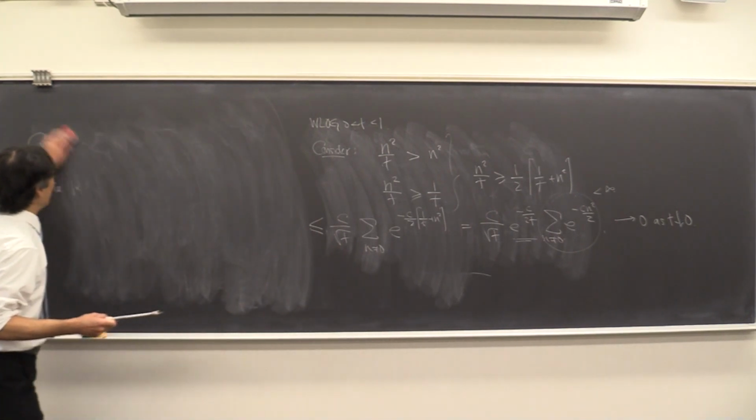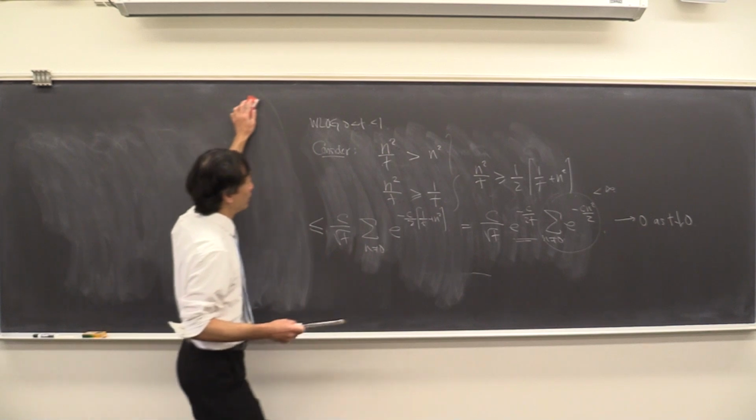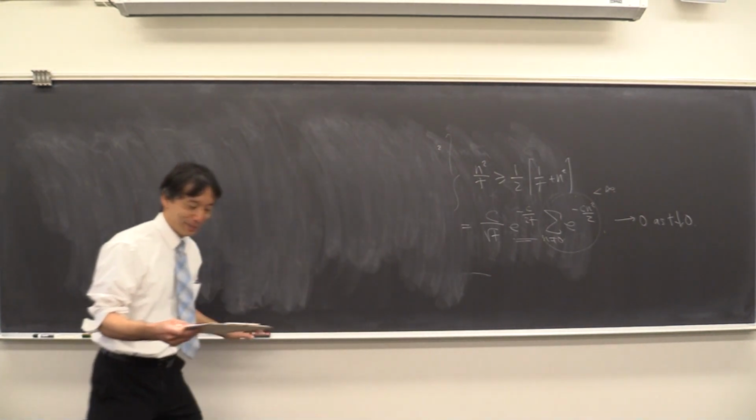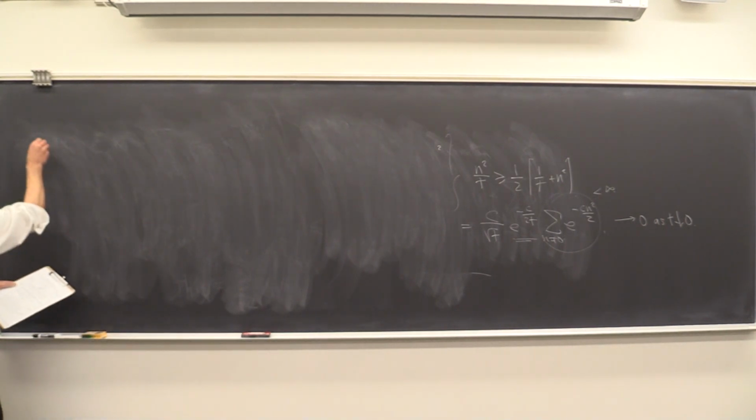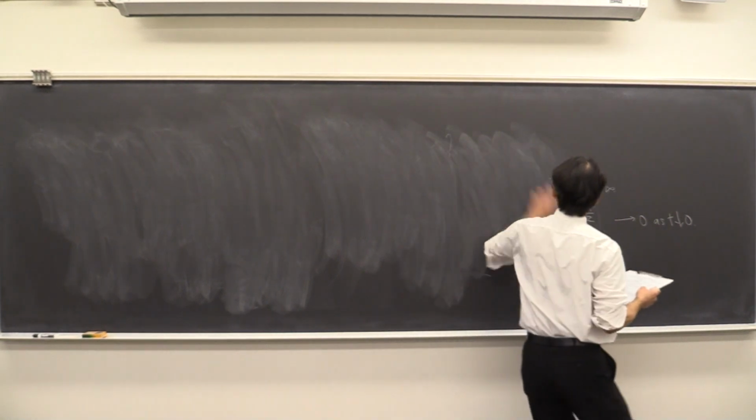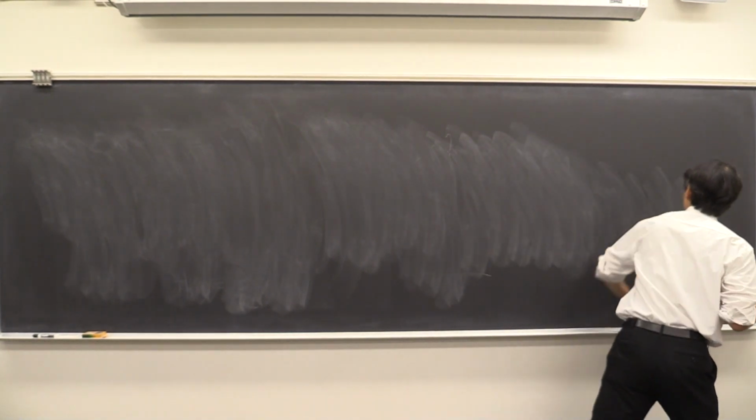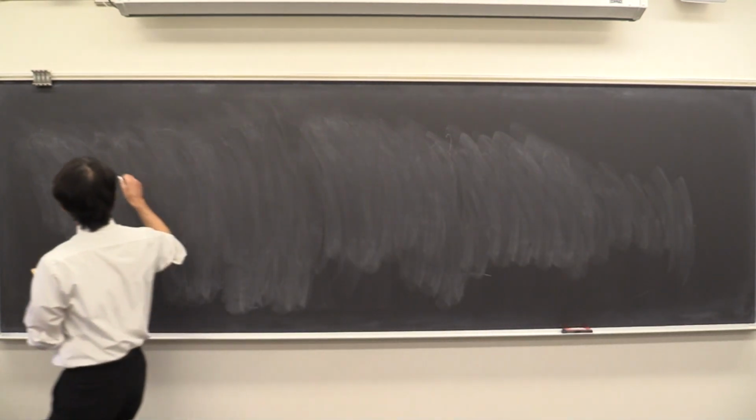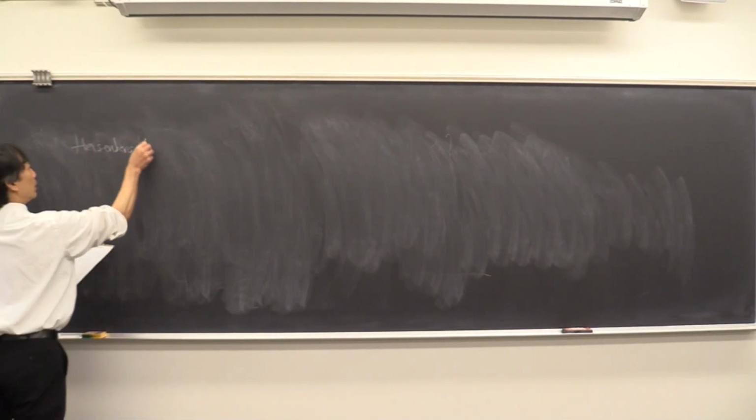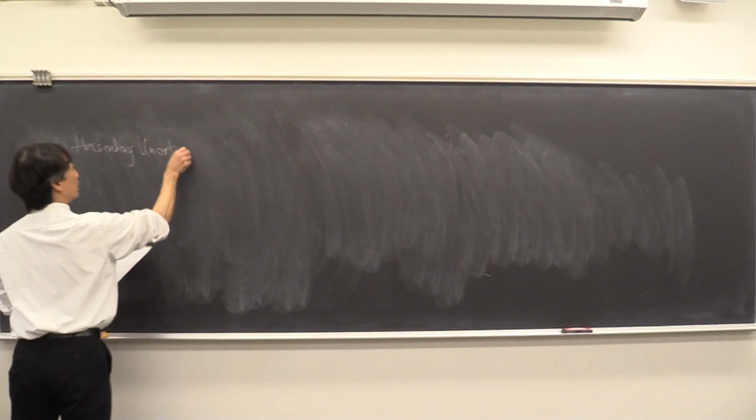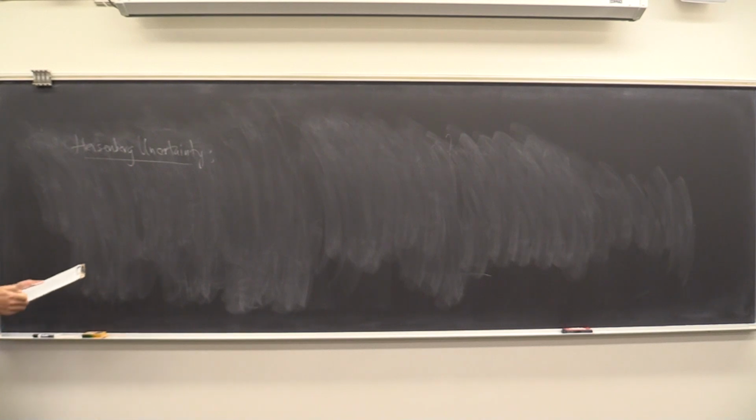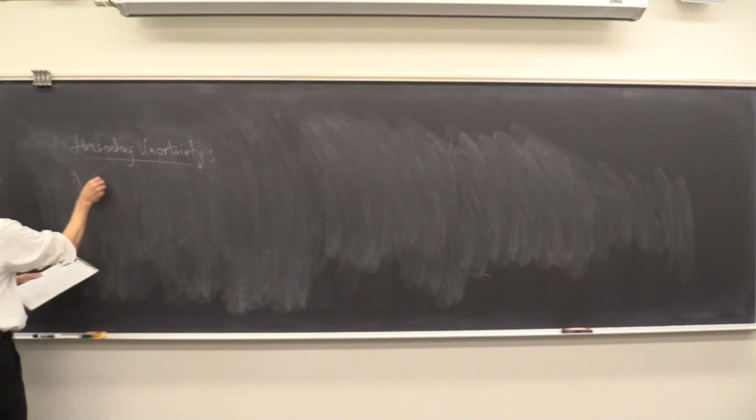Now we're going to talk about the Heisenberg Uncertainty Principle. There are kind of two ways of looking at it. One is this quantum mechanics way.